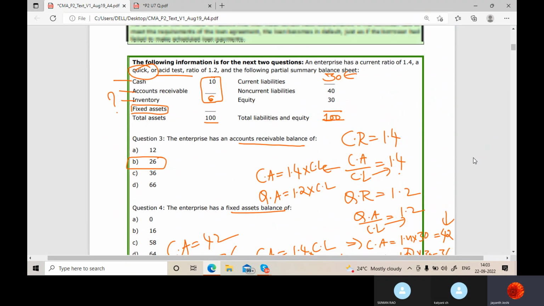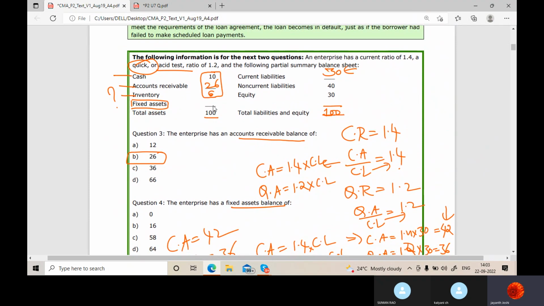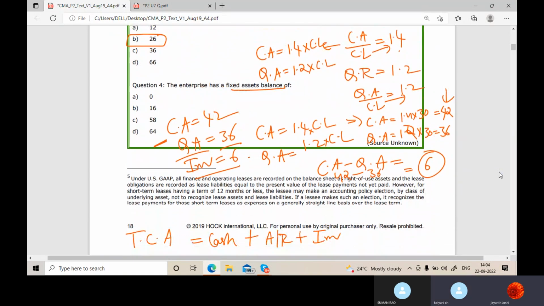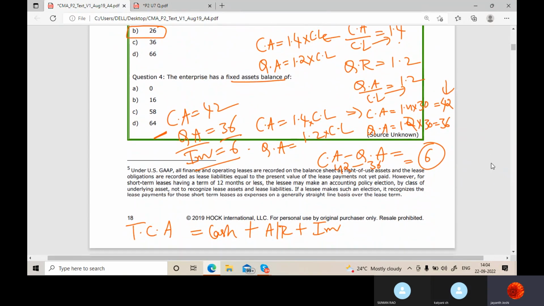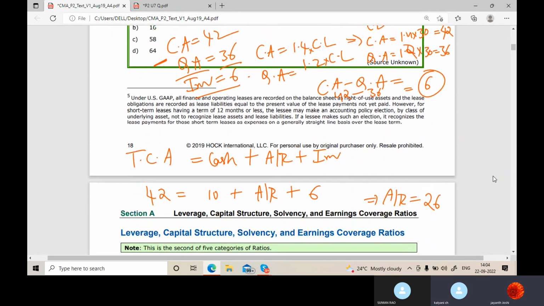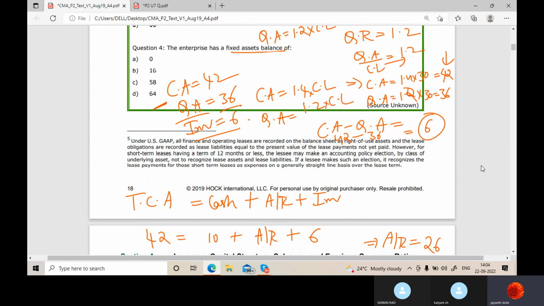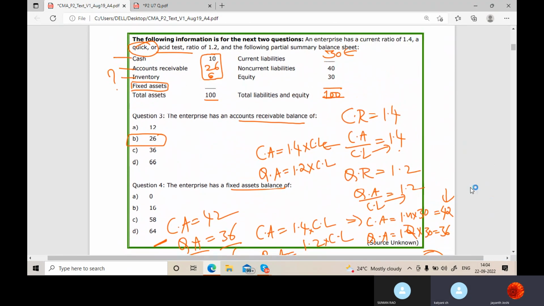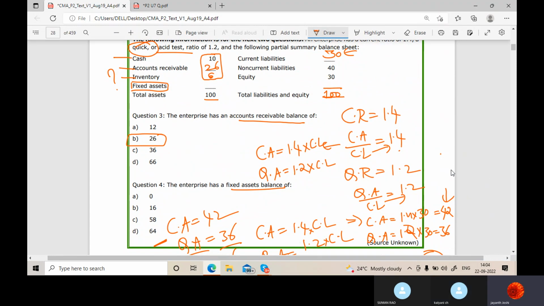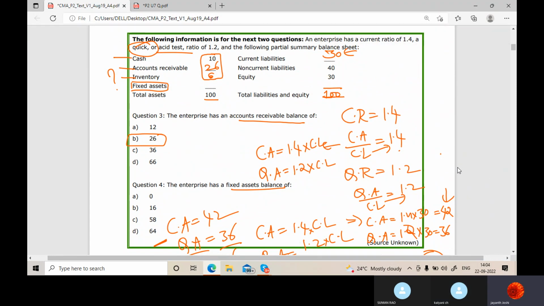Yeah, 26. Now 100 minus these three, you get fixed assets. Find out and tell me what is the answer. 58. Are you sure? So 100 minus 26 minus 6 minus 10 is 58. So your fixed assets are 58.